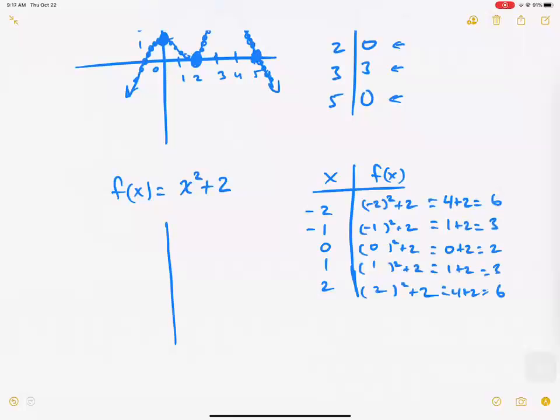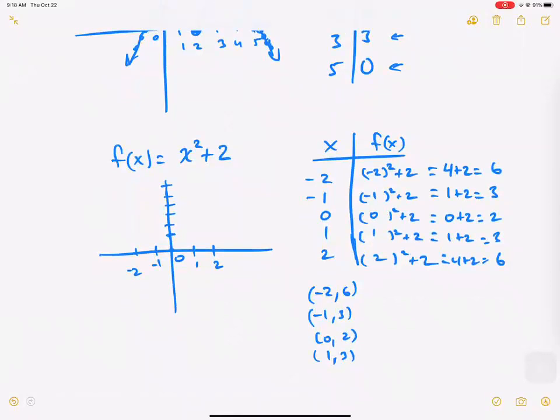Now, if I want to graph it, x is 0, 1, 2, negative 1, negative 2. And then we can say 1, 2, 3, 4, 5, 6. We have all our ordered pairs. Negative 2 became 6. Negative 1 became 3. 0 became 2. 1 became 3. And 2 became 6.